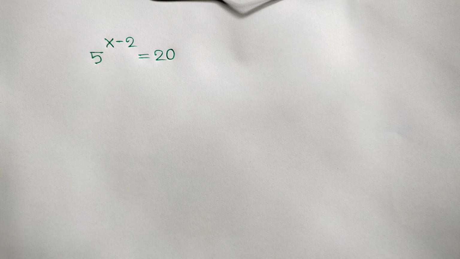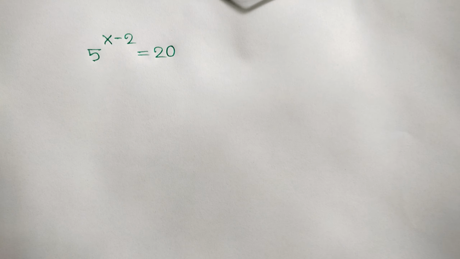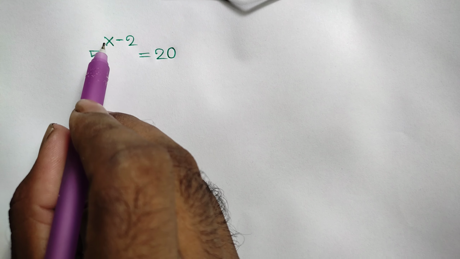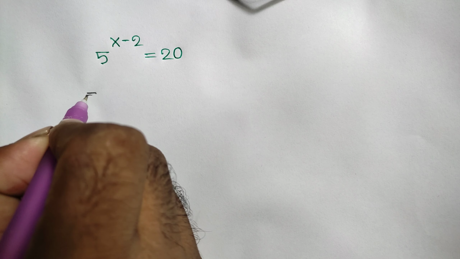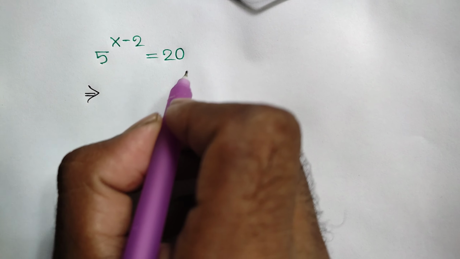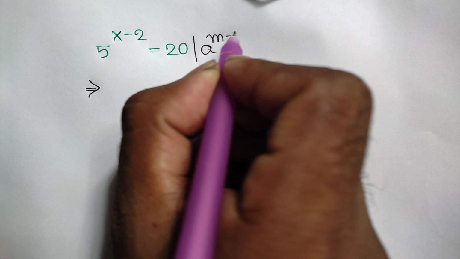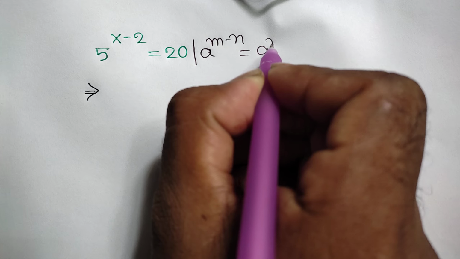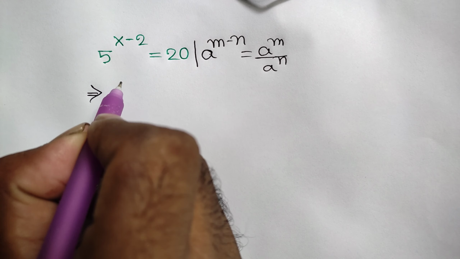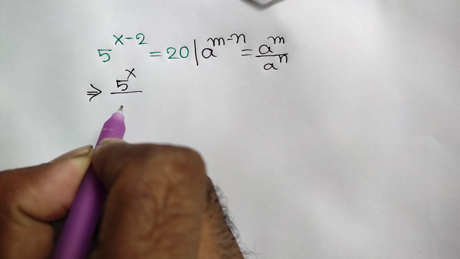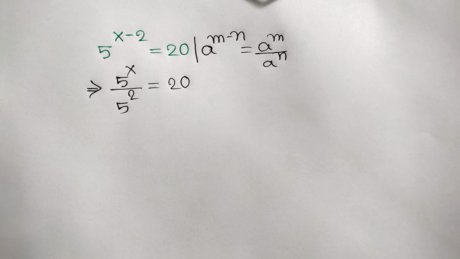Hi everyone, in this video I am going to show how to find the value of x in this exponential equation, where 5 to the power x minus 2 is equal to 20. We know the exponential rule: a to the power m minus n is equal to a to the power m over a to the power n. So apply this rule here. We can write 5 to the power x over 5 squared is equal to 20.